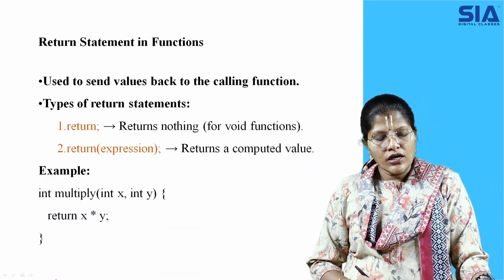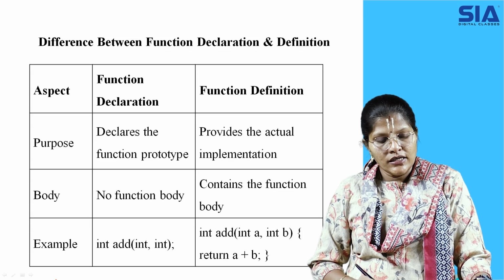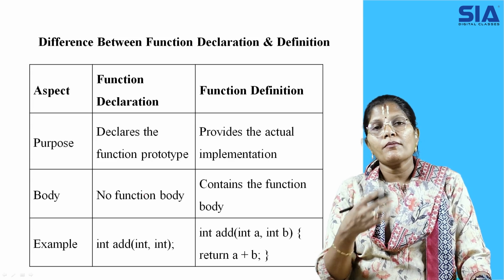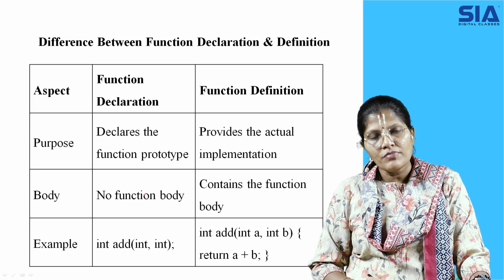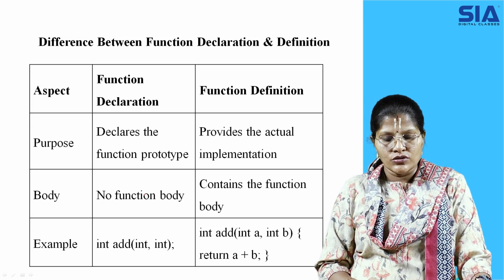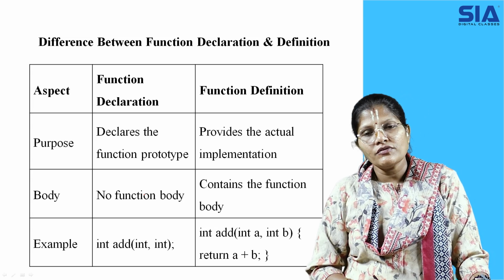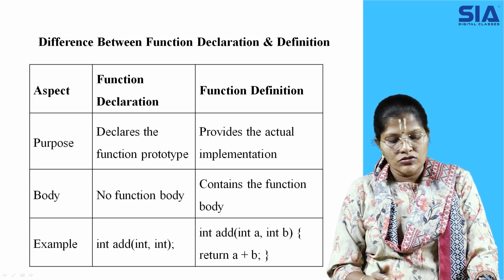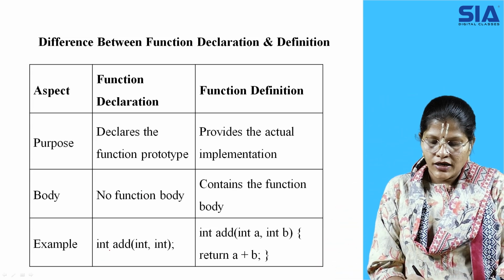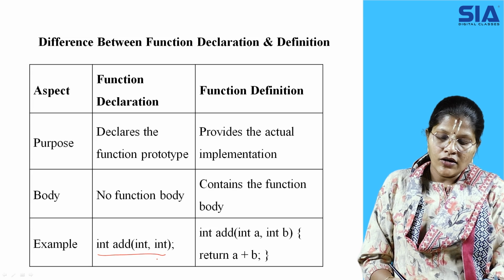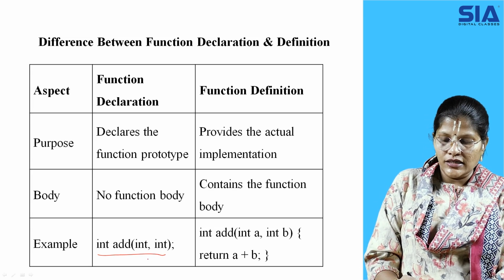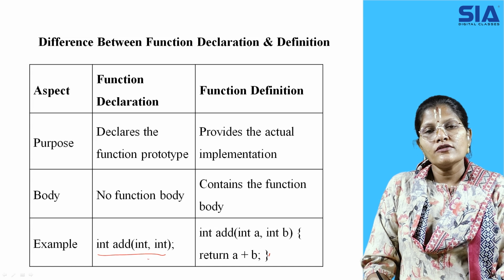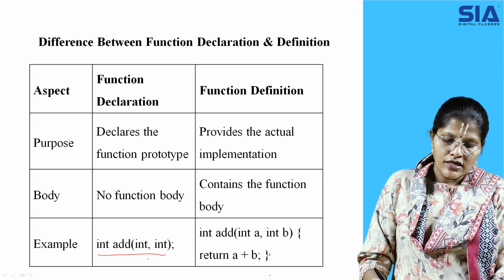In the declaration we don't provide the body, because we just say what we are about to use within this particular program. In the function definition, it contains the body and it gets implemented. You can see this example here where you have int add, int and int; it is the declaration part, and this is the body of the function where your function is getting executed.